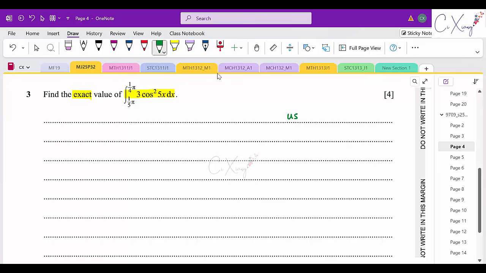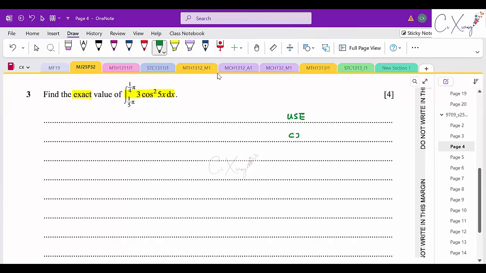Alright, we need to know that when you want to integrate any cos function with power 1, you can integrate it directly. But when we are having cos square or maybe sine square, then basically we have to use the double angle formula.